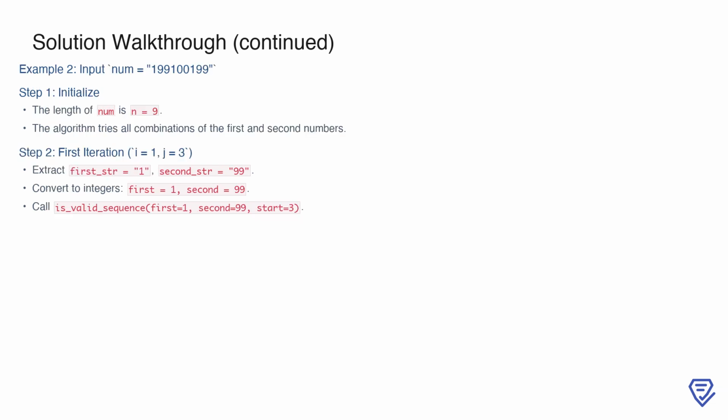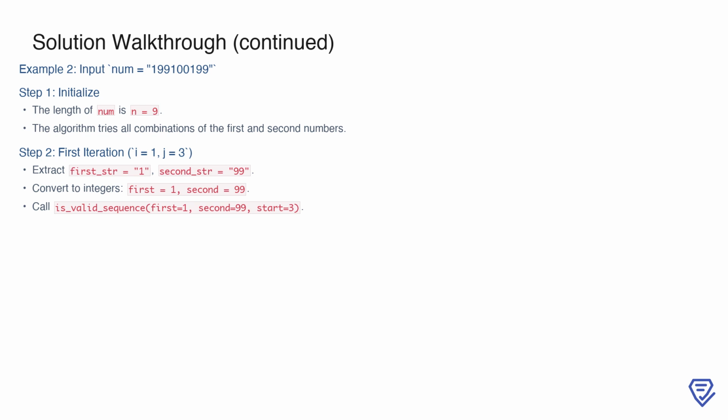In the next example, the input is number equals 199100199. Here, the string length is n equals 9, and we again try all possible combinations of the first and second numbers. For the first iteration, we set i equals 1 and j equals 3, resulting in first_str equals 1 and second_str equals 99.